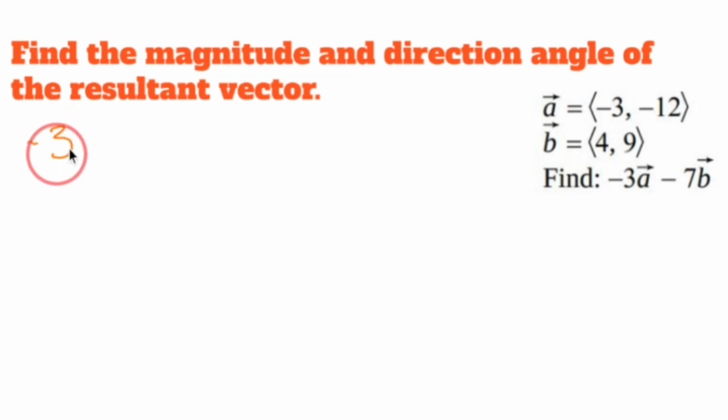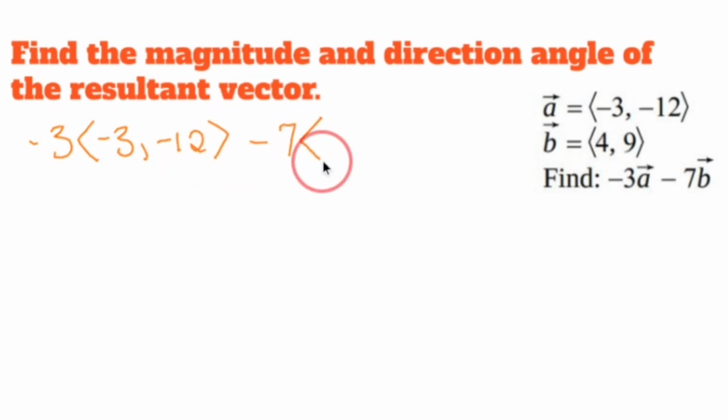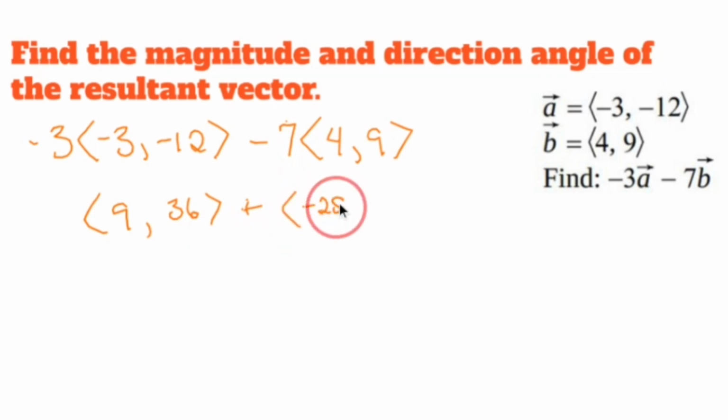So -3a is going to look like this, and then we're going to do -7 times b, which is going to look like this. Okay, multiply. Whenever you have component form, just multiply. That becomes 9. That becomes 36. Same thing again, multiply positive. That becomes, I'll throw negatives in there, negative 28, negative 63. And then when you add these together, you get negative 19, I think, and negative 27.